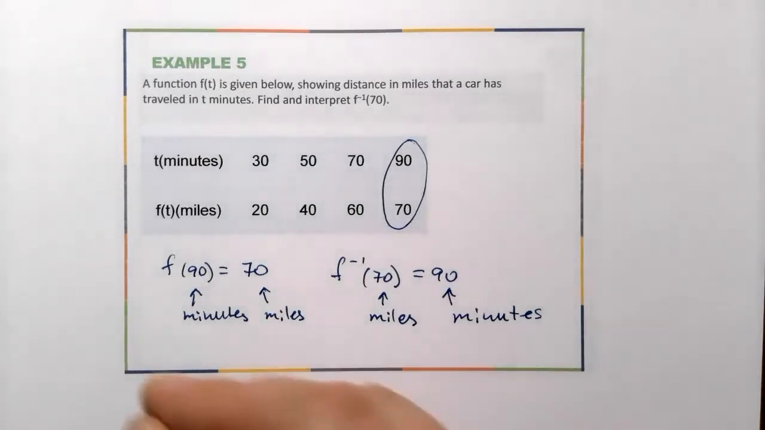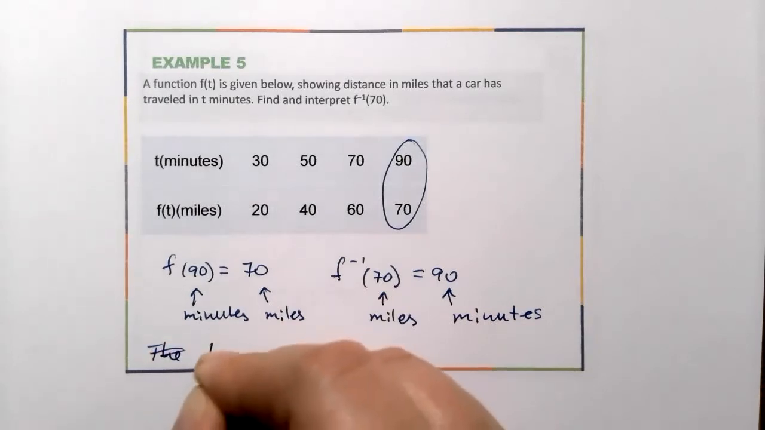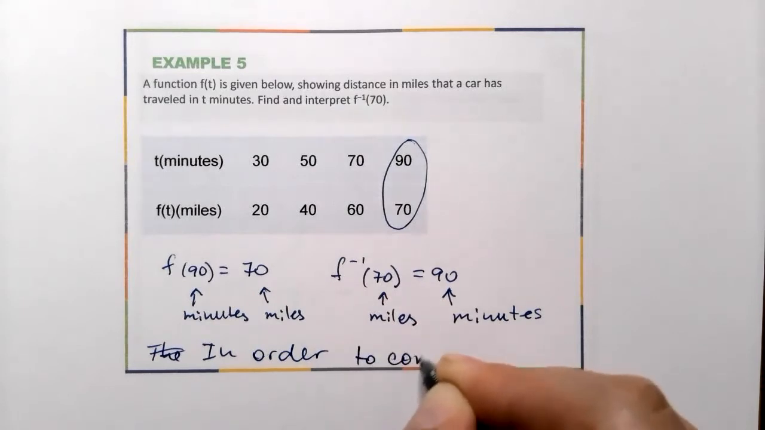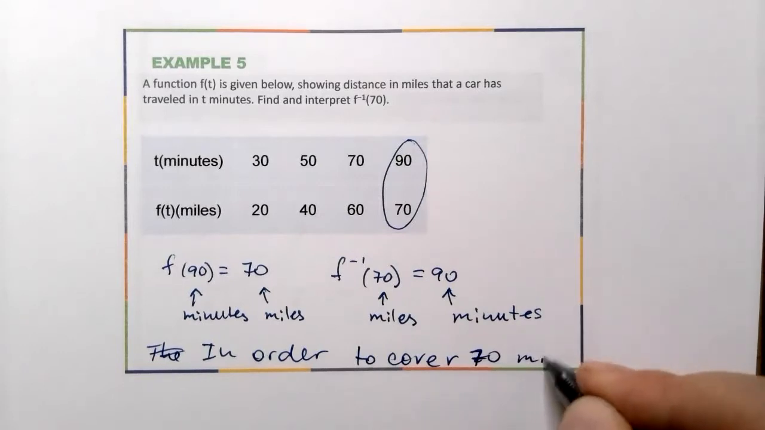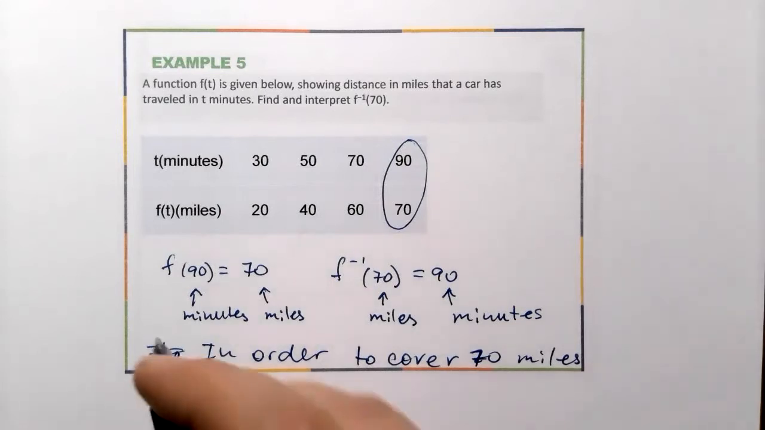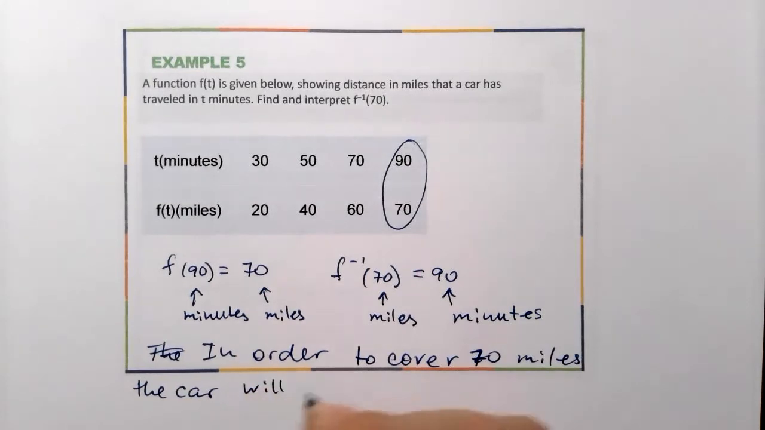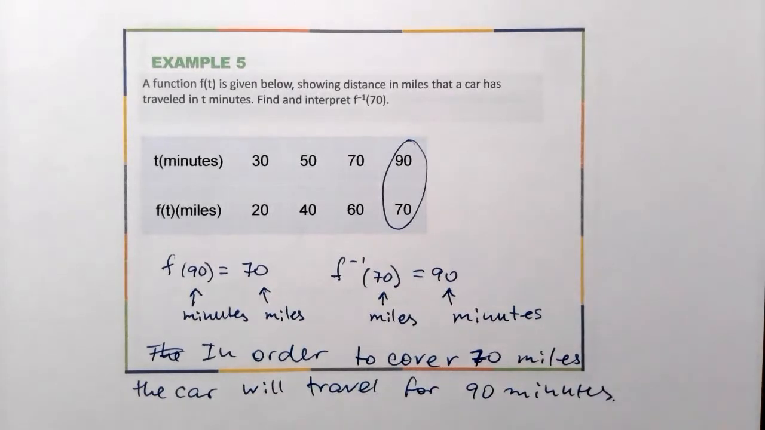Okay, so in order to cover 70 miles, the car will travel for 90 minutes. Okay, so that's how this works.